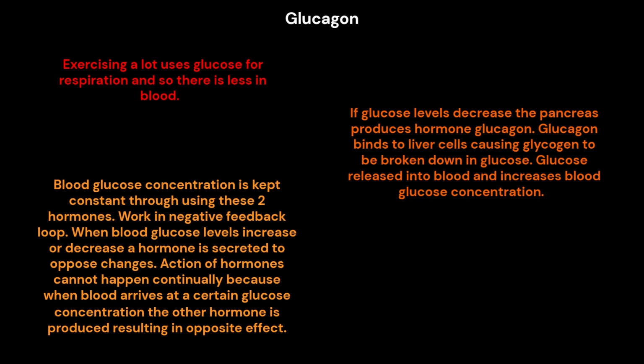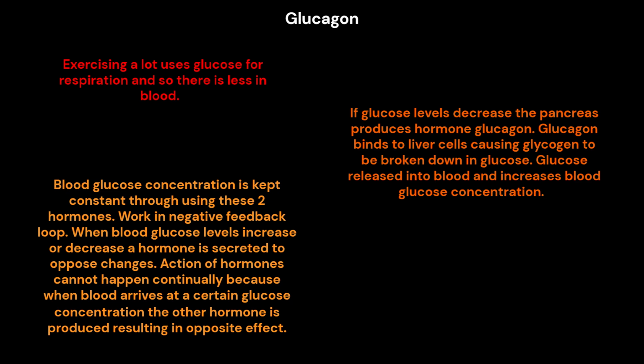Glucagon. Exercising a lot uses glucose for respiration, and so there is less in the blood. If glucose levels decrease, the pancreas produces the hormone glucagon. Glucagon binds to liver cells, causing glycogen to be broken down into glucose. Glucose is released into the blood and increases blood glucose concentration.